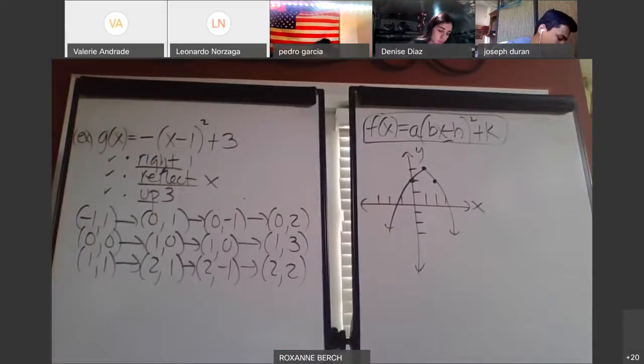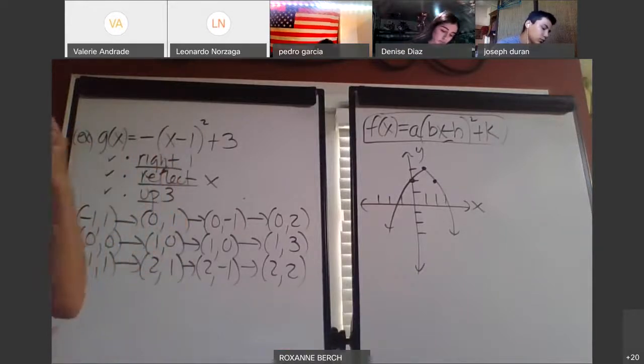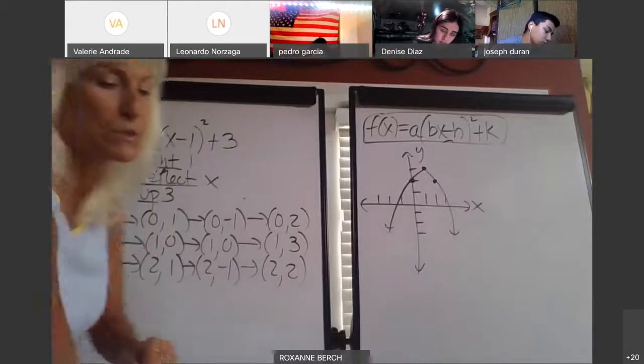Now let's just see if this makes sense. Does that seem like it was shifted right? Yes. Does it seem like it was reflected? Yes. And was it shifted up 3? Yes. And then we can put it on the calculator too.